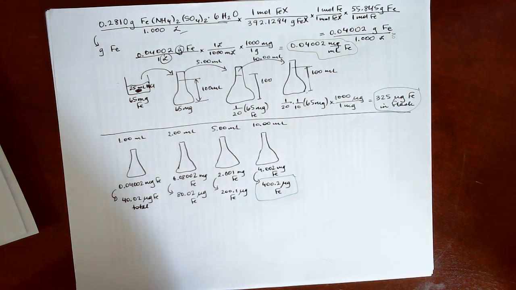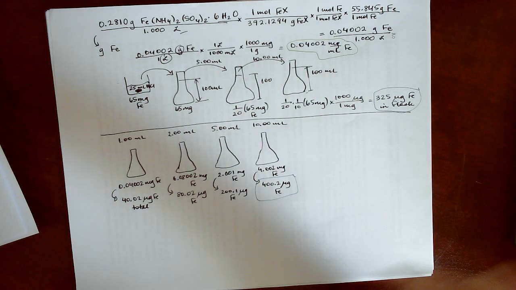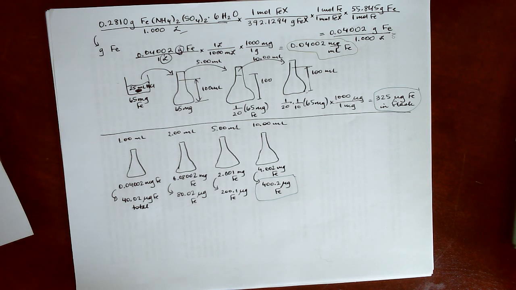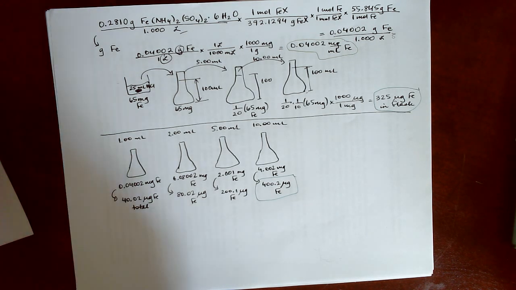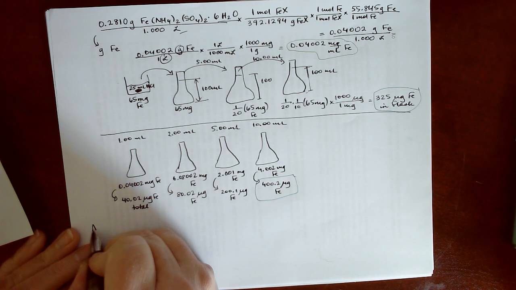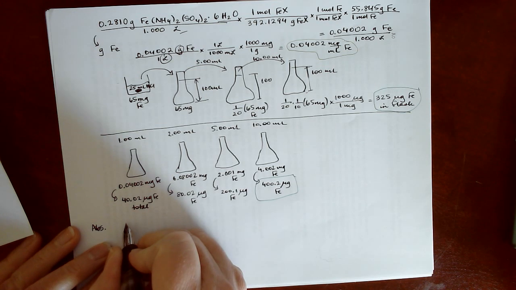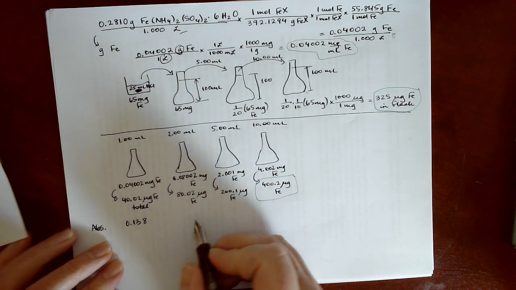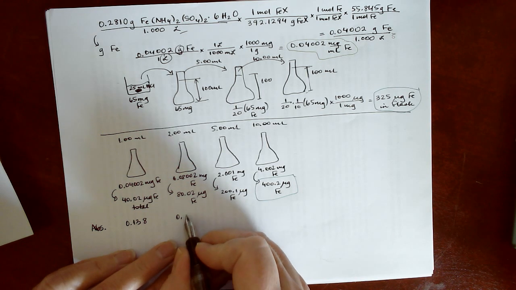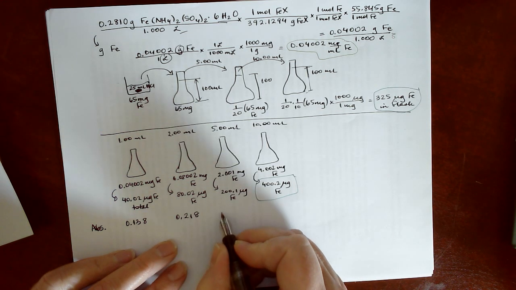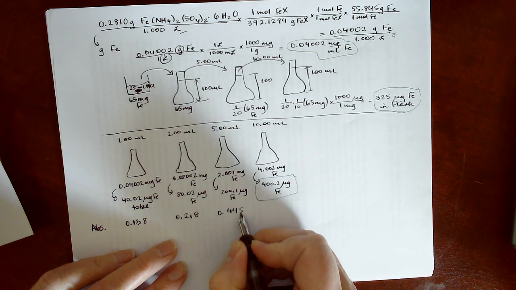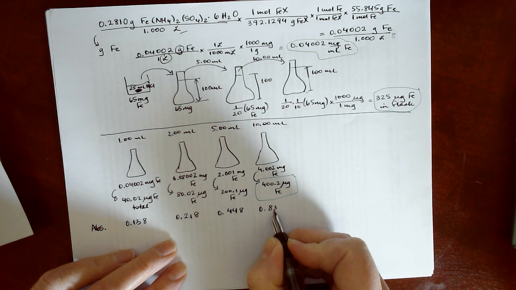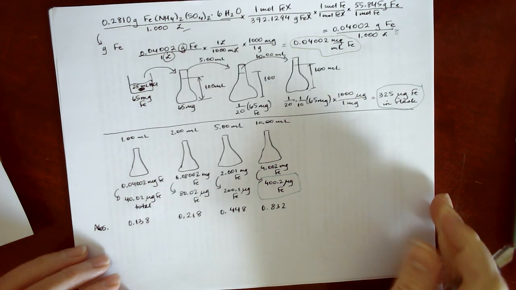So now we need to look at the absorbance. So I'm going to use the absorbance values that my student took a couple of years ago. So for her absorbance values, she got 0.138 for her 1 milliliter sample, 0.218, 0.448, and 0.832. And don't worry if yours are a little bit different than this because they tend to vary a bit.